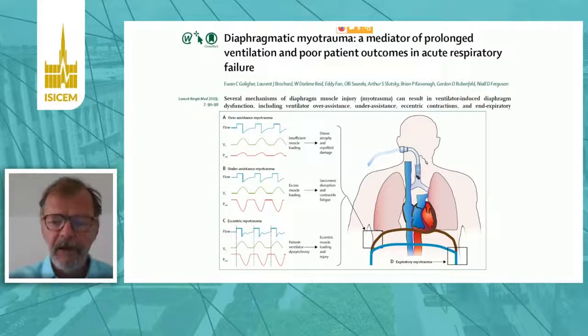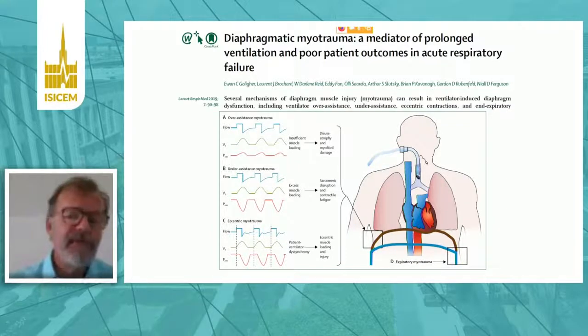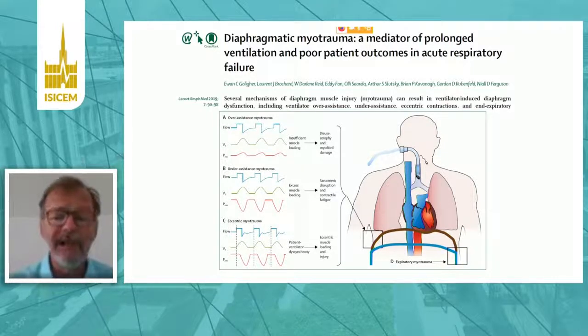We are now more and more aware of the risk for this muscle. So it has been called here by Ewan Goligher diaphragmatic myotrauma, which may have different reasons. One may be, and this may be the most frequent, the over-assistance myotrauma. If you don't let the diaphragm work sufficiently, the diaphragm will rapidly atrophy.